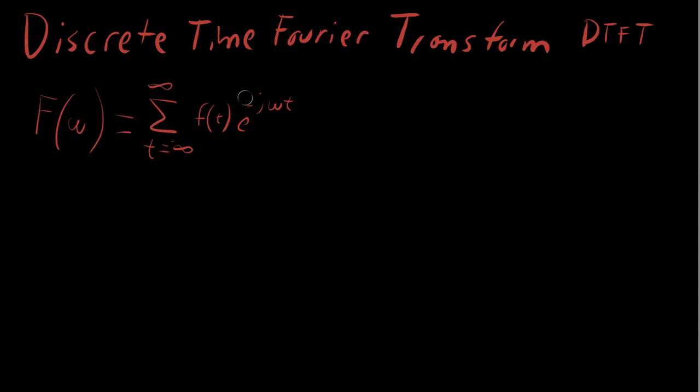Now note, in this situation, omega here is still continuous because we can put any omega we want. It can be 5, it can be 70, it can be 36.425. It doesn't matter. Any arbitrary continuous omega can go into the DTFT. And the fact that this is still continuous is the reason that it can't be implemented by a computer to perform analysis well.